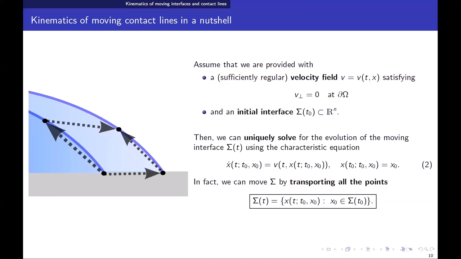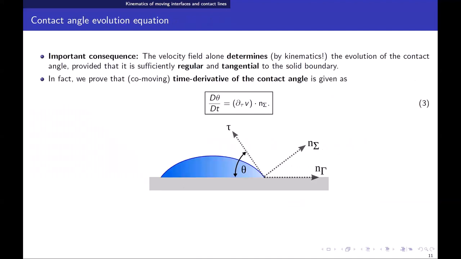Now, an important consequence of this is the fact that the velocity field has to be regular. If the velocity field is regular and tangential to the solid boundary, which it has to be, then we can derive an equation for the contact angle, which is completely dependent on the interface normal and the tangential velocity. So the evolution of the contact angle can be completely determined by the velocity field on the interface and the evolution of the interface normals.